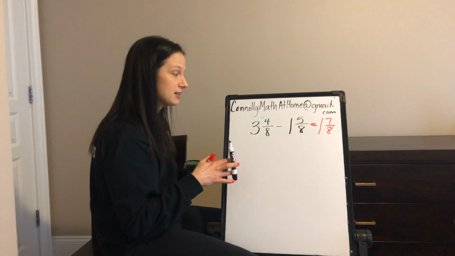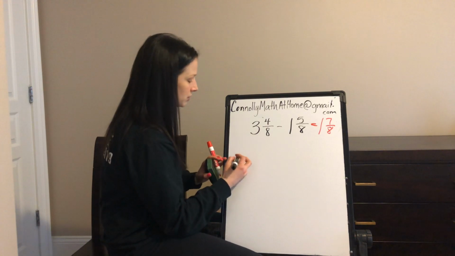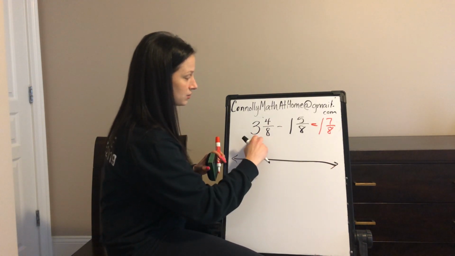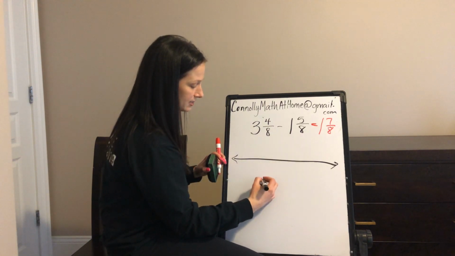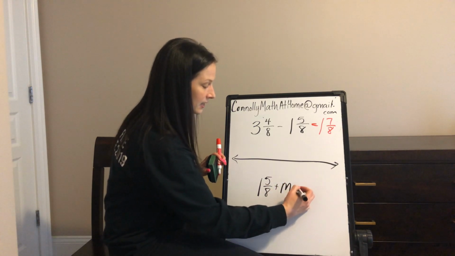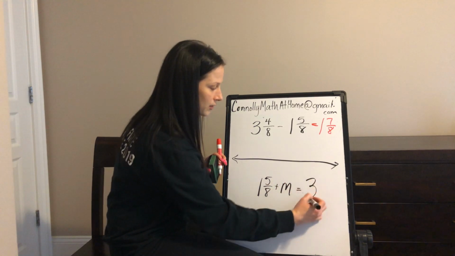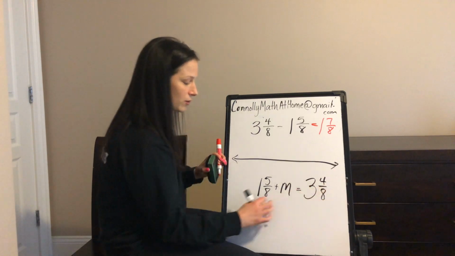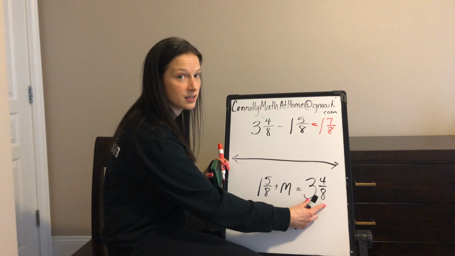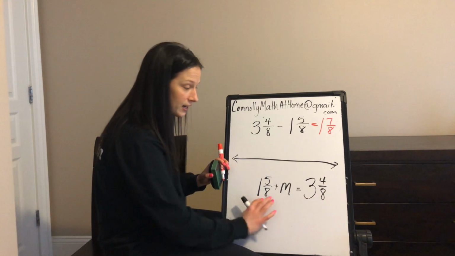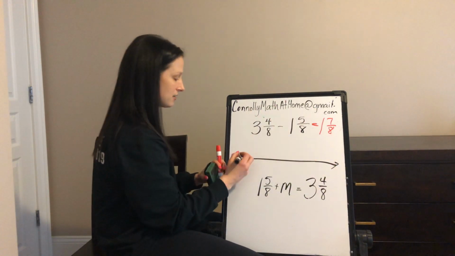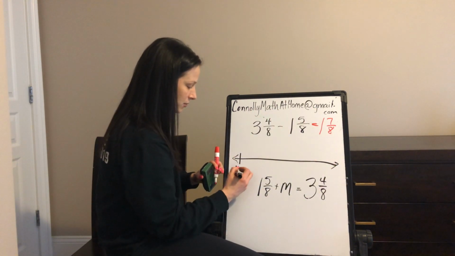Okay, so let's find the difference, or the distance, between these two numbers. Instead of thinking about it as 3 and 4/8 minus 1 and 5/8, I'm going to say 1 and 5/8 plus what is the same as 3 and 4/8. So I'm going to be trying to find the distance between 1 and 5/8 and 3 and 4/8. Since we're starting here and adding up, we're starting at this end. When we're subtracting back, we start at that end. So I'm going to start with 1 and 5/8.